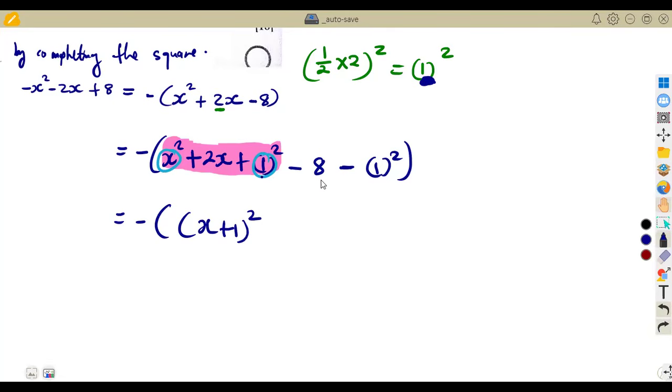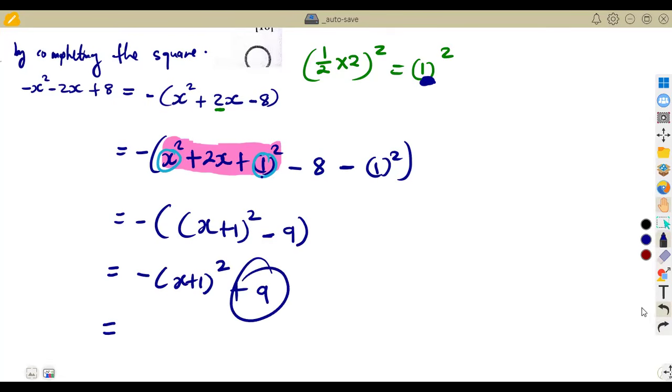That's minus 1, minus 8, minus 1, which is going to be minus 9. Okay, so the negative times this bracket is going to be minus into the bracket of x plus 1 squared minus 9, and minus 9 is going to be a positive 9. All right, so we can just write starting with the positive, which is 9. So that will be 9 minus the bracket of x plus 1 squared, like this.